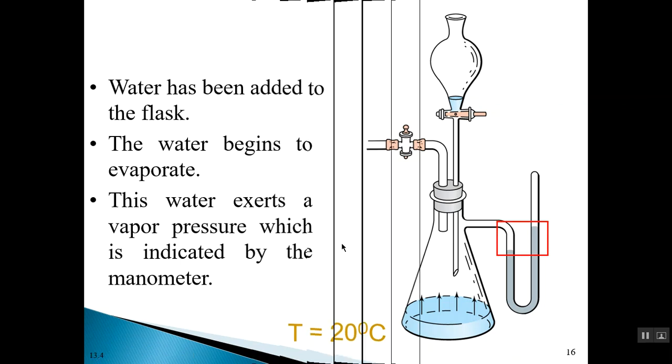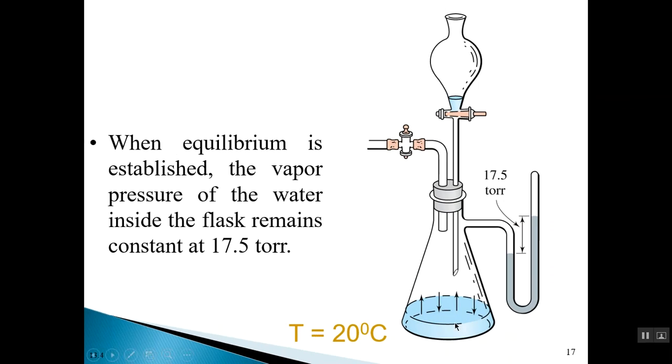Now, when we get to a stage of equilibrium where the rate of vaporization is the same as the rate of condensation, then we can measure the vapor pressure of the liquid, and that would be represented by the difference, as I said here, between the two mercury levels. And in this case, at 20 degrees, it turns out to be equal to 17.5 torr. Okay, so that's the vapor pressure of water at 20 degrees.